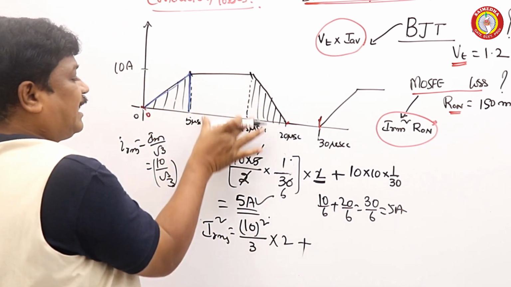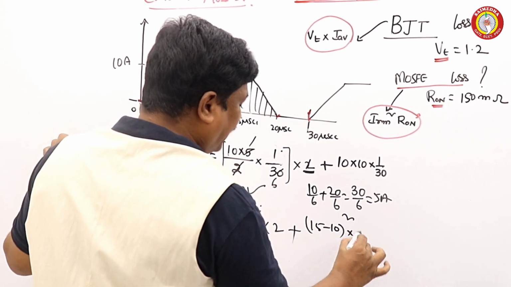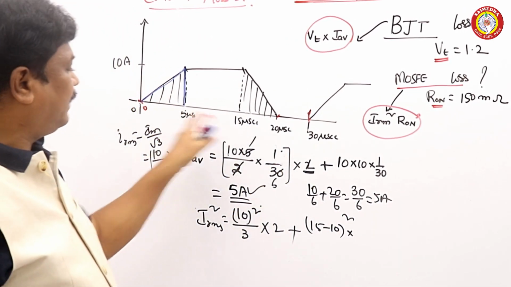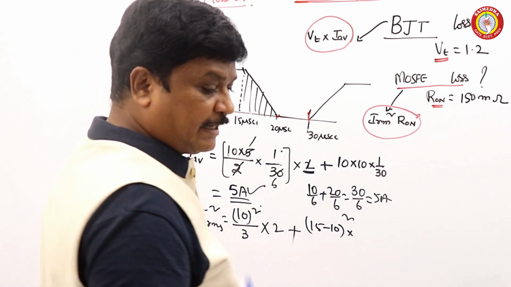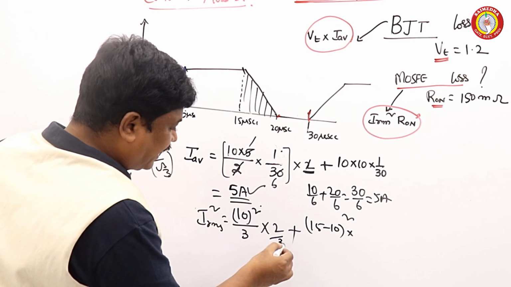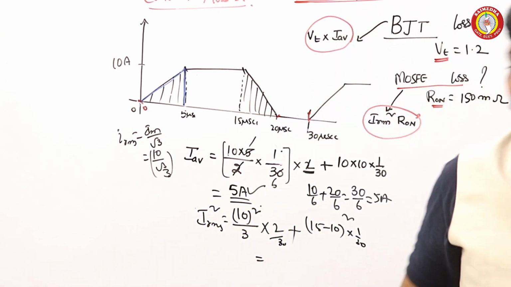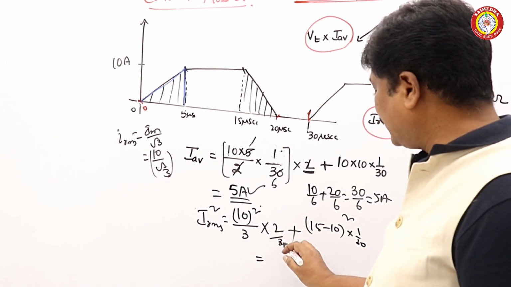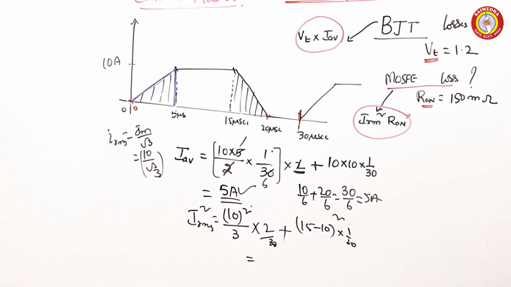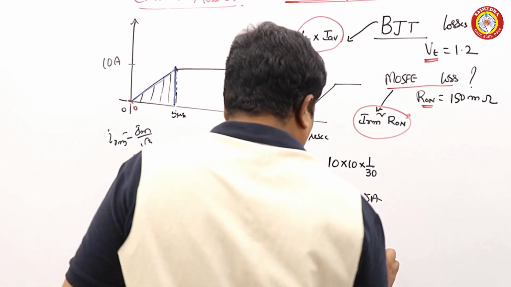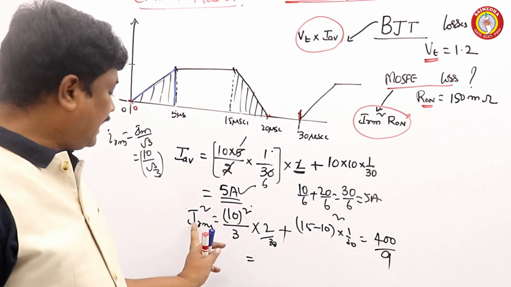What about the other? There is a square here. How can you write that square? 15 minus 10 whole square divided by 30. You can take the average over 30. Of course, here also we have to take by 30. If you simplify this one, what are we going to get? Why are we taking 30? I hope you know, periodicity. 10 divided by 30. Here also I have written 30. Periodicity is up to 30 seconds. If you simplify this one, what answer do you get? This one becomes, I think, 400 by 9. IRMS square is 400 by 9.